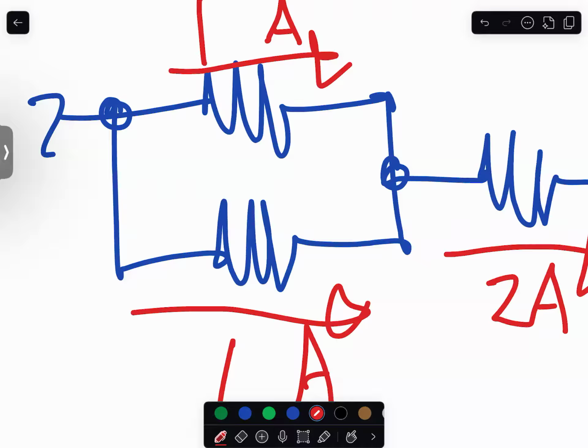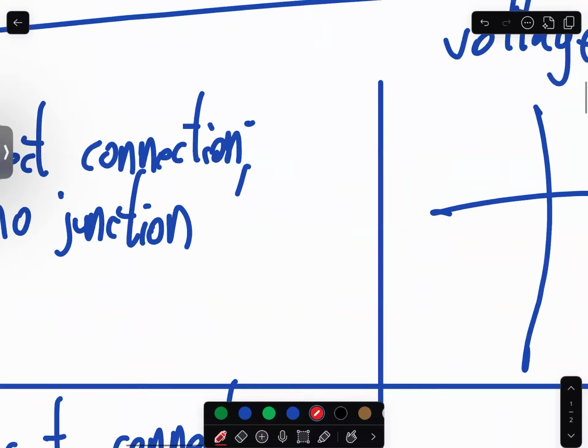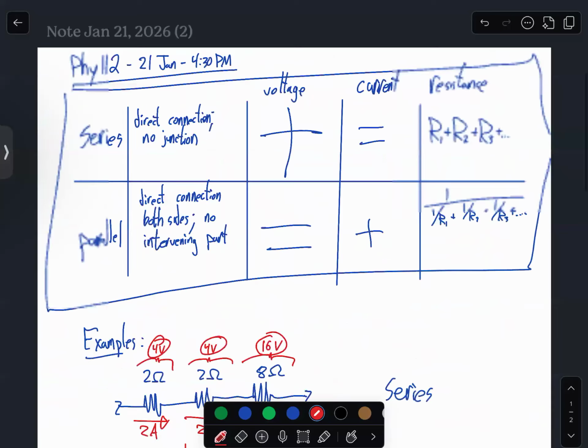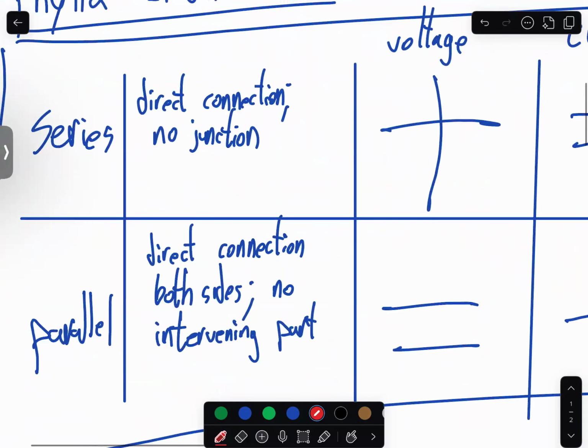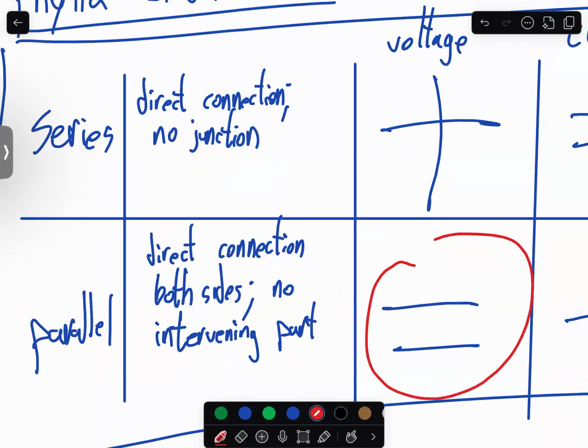This is a parallel little slice of a parallel circuit here. In parallel, voltages are the same. They're identical. It is the same voltage. Voltages in parallel are always identical. And you don't add them together in parallel because it's the same stuff.